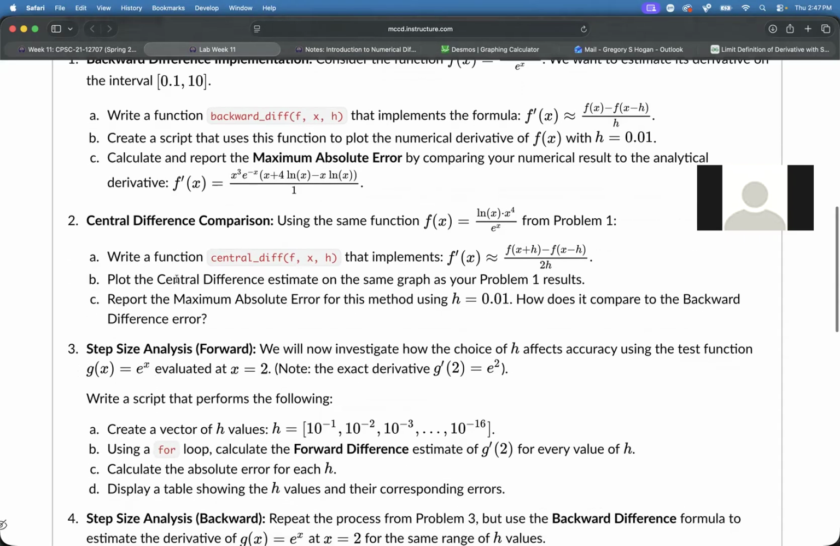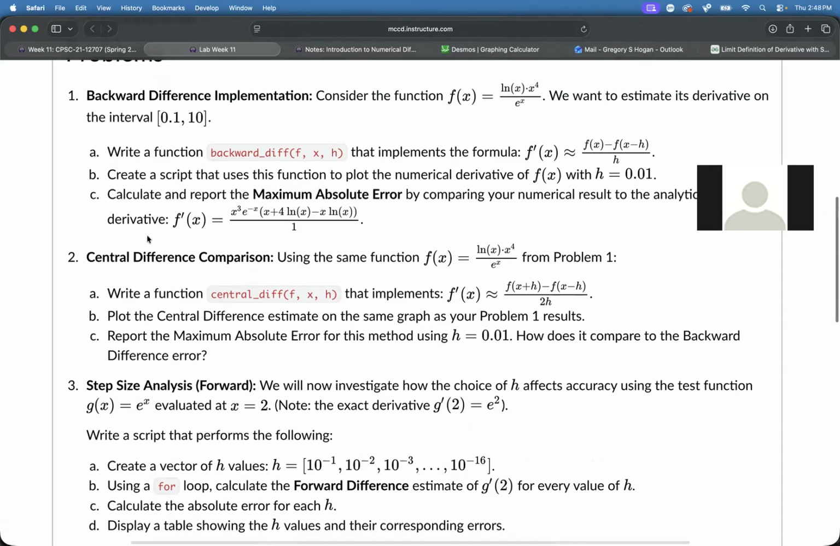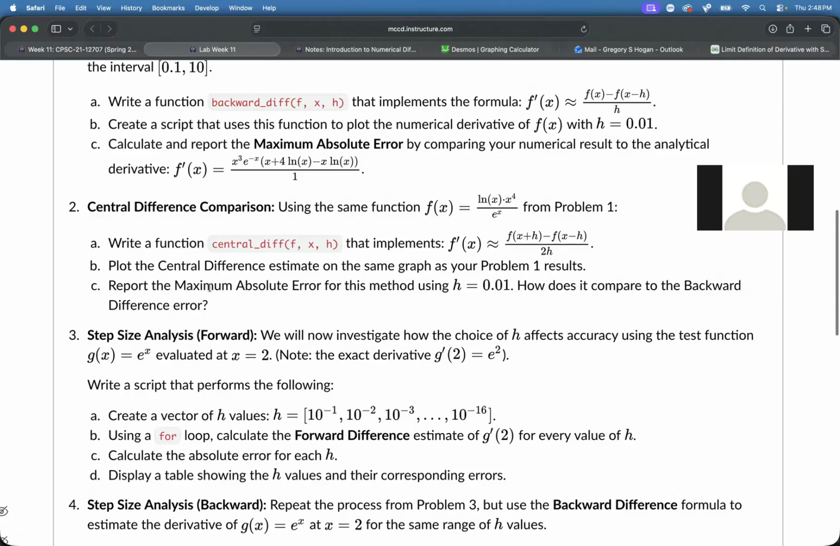Then you're going to do the same thing with the central difference, which means you can basically reuse your script from problem 1 for problem 2. But you'll have to write this central difference function. Not that it's hard, it's also a one-line problem. You're going to see if that generates better results. You're using the same H value of 0.01, so you can see if you get a better error or a worse error.